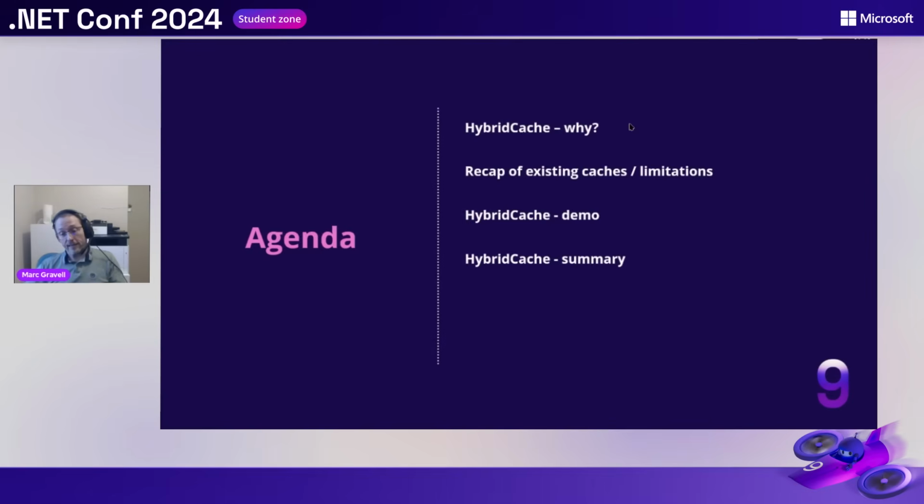So we're going to discuss that first, and then in order to put that in context, we're going to have a quick recap of the existing caches, how we use them, and what their limitations are. Again, looking at why we need a new API in HybridCache. Then we're going to have a look at HybridCache in use, see how it simplifies our code, see what new features it brings us, and then I'll wrap up with a summary of the features that we're adding and the direction that we're going to with this new API.